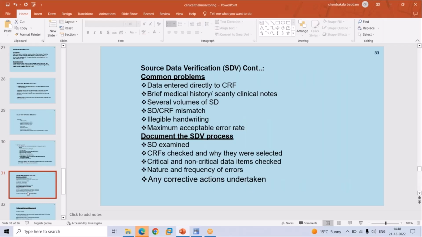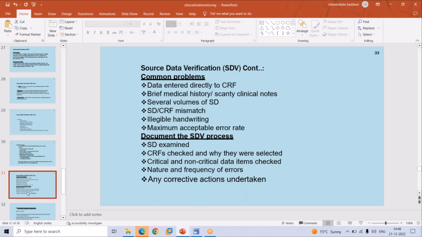This is a continuation of the source data verification. The common problems: the data entered directly into the CRF, brief medical history and short clinical notes. That means the medical history is not enough and the clinical notes are also not enough. And data entered directly into the CRF without any source documents. Sometimes this happens, the data is entered into the CRF without source documents.